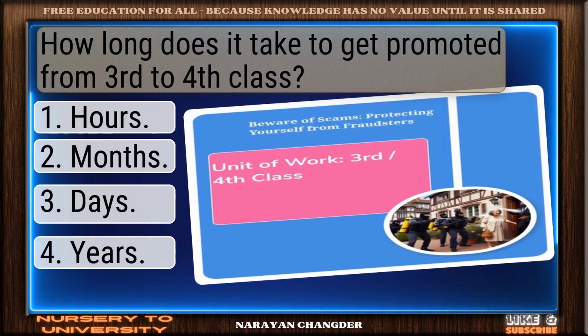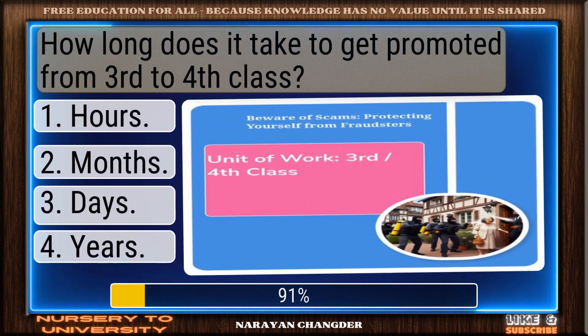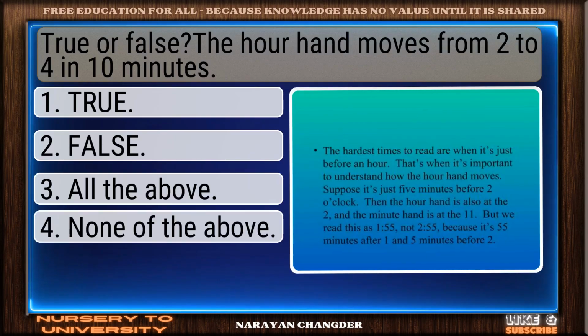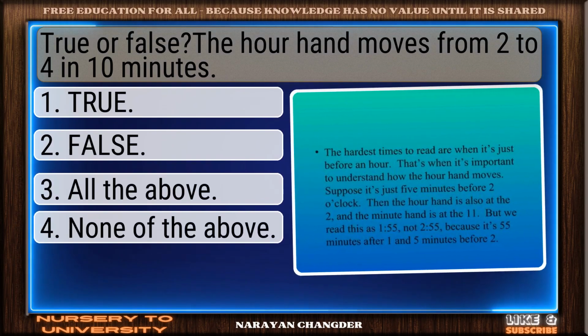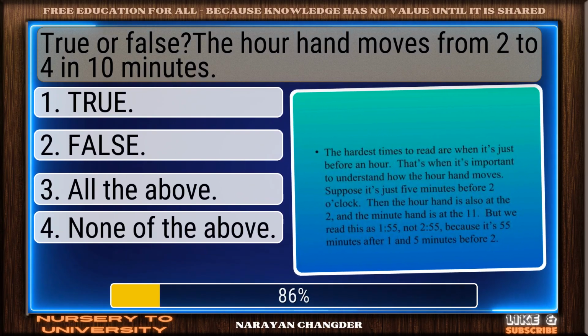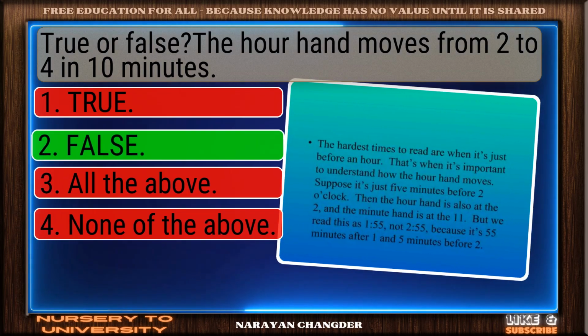How long does it take to get promoted from 3rd to 4th class? Smart move. Years is an accurate answer. True or false? The hour hand moves from 2 to 4 in 10 minutes. Well done. False is the right choice.